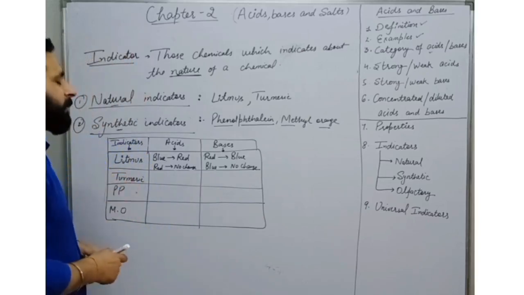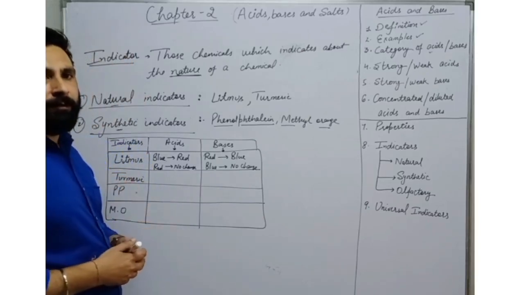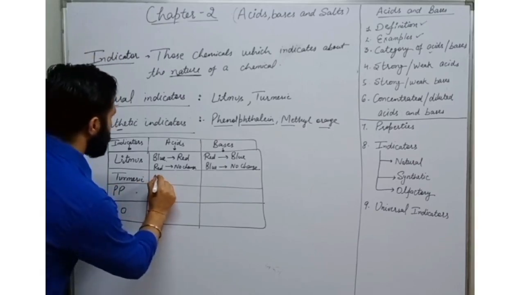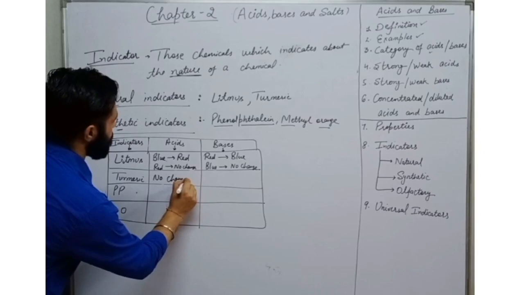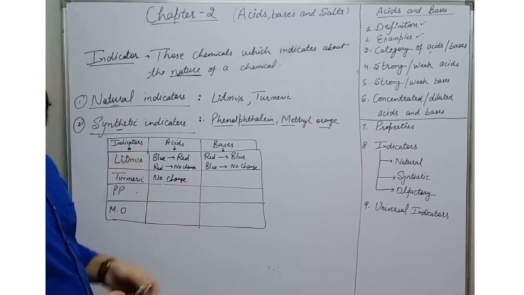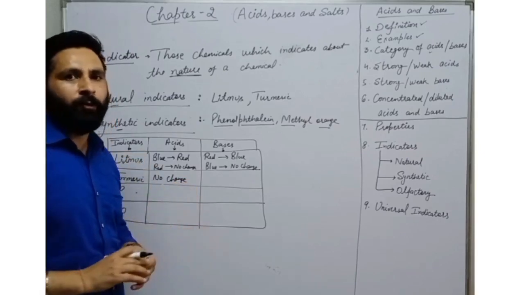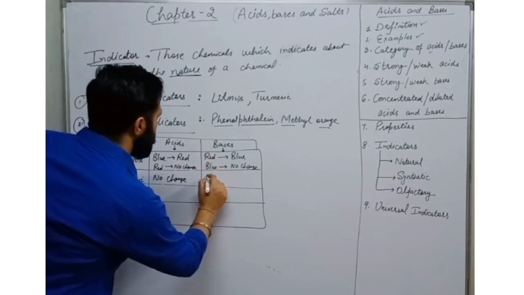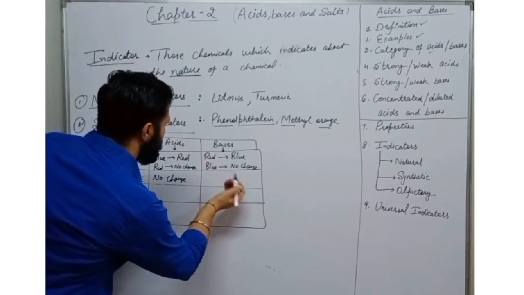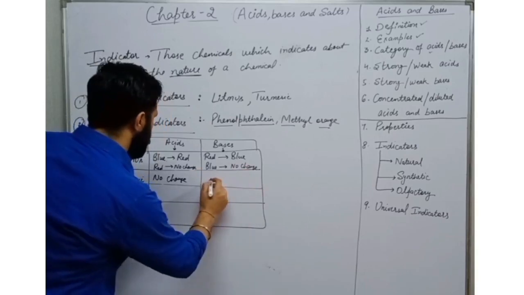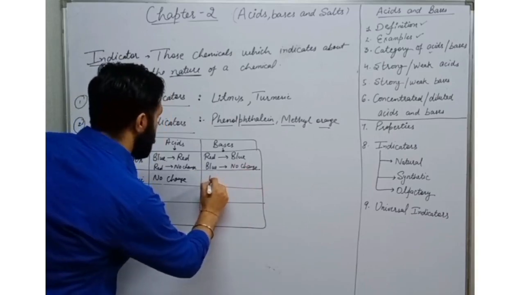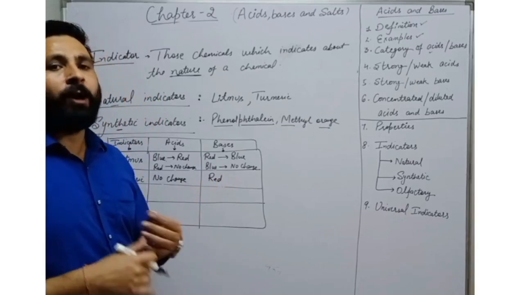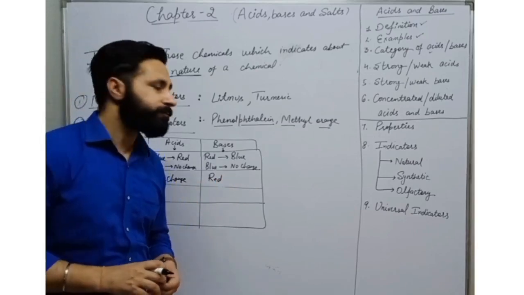If you take turmeric, which is obviously yellow in color, there is no change in acid. It means it remains yellow as it is. But when it is dipped in base, its color changes to red, or you can say brownish red, dark red.